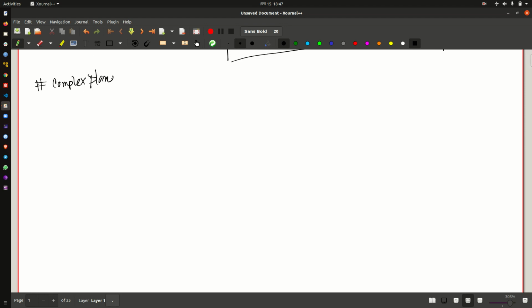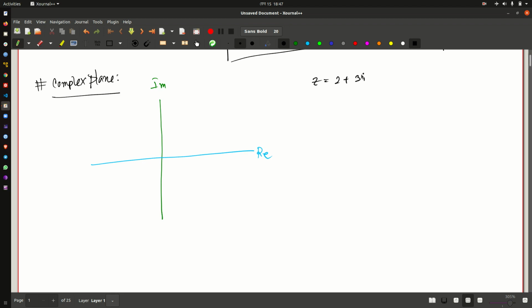So how does this complex plane look like? Let's indicate the imaginary axis with this green color, and let's mark the real axis with this bluish color. And if you consider a number, let's say z equals 2 plus 3i, this tells you that to find this number, denoted by, let's say, z1, you have to go 2 units into the real line and 3 units into the imaginary line.